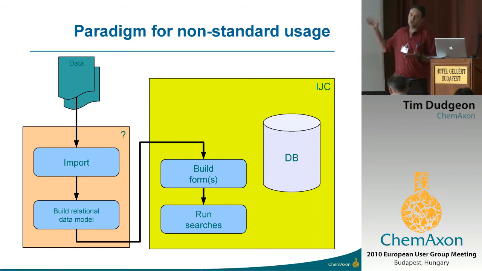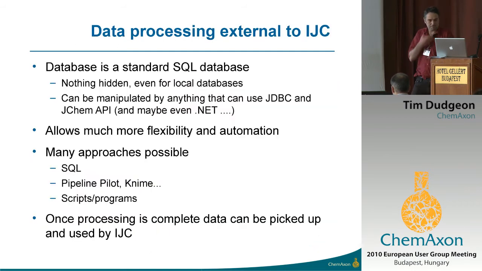Well, what you do is actually you move the import outside Instant JChem and do it externally. The rest, the building the forms and the running the searches, you can do inside Instant JChem. That's what it's really good at. So once you've got the data in there, your users should be enjoying the experience of actually running the searches and doing what they want to do. But your problem is you can't get the data in the first place. So what we want to do is do the data processing external to IJC.